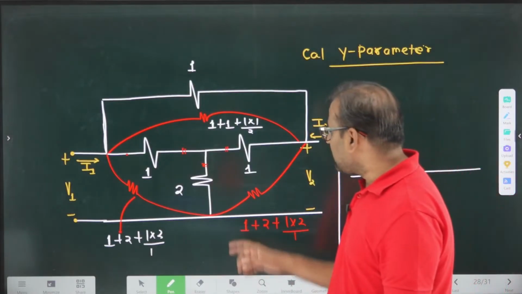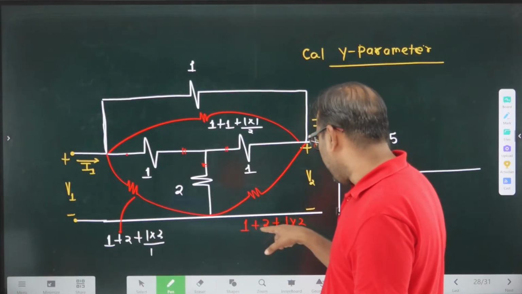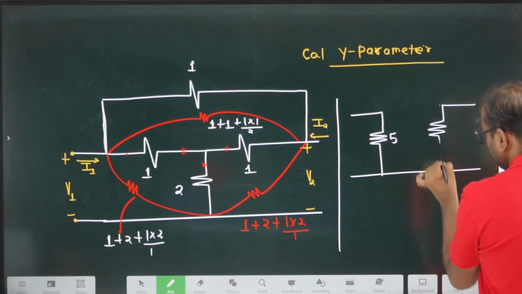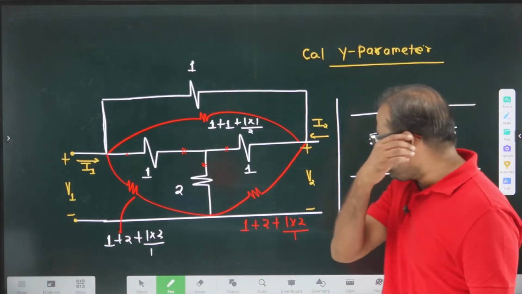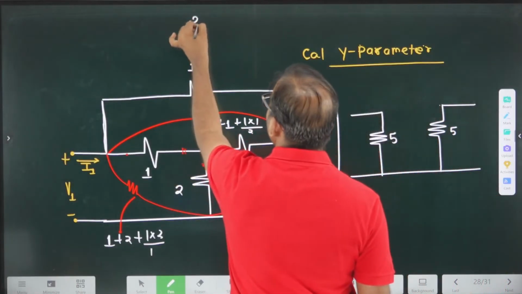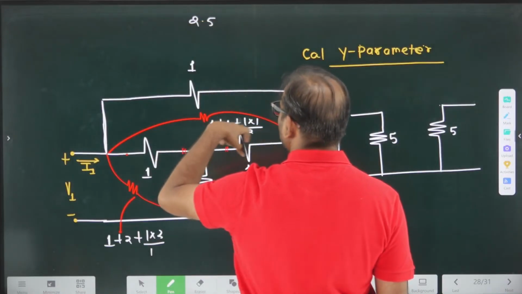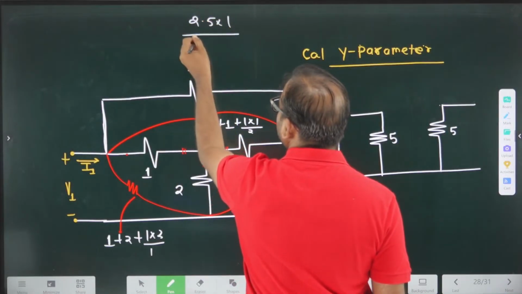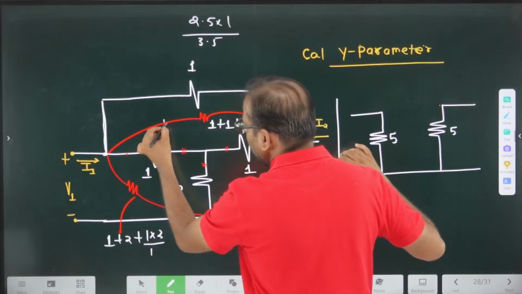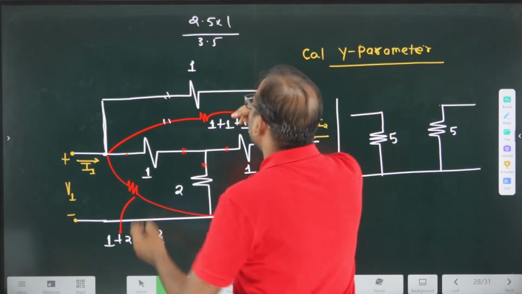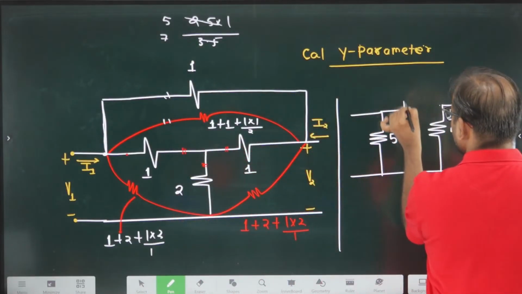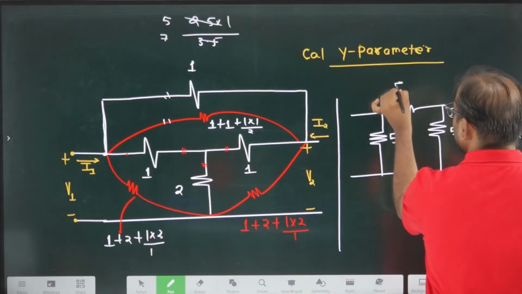What is the value of resistance at this point? 1 plus 2 is 3, 3 plus 2 is 5. This resistance is also 5. And what is the value of resistance here? 1 plus 1 is 2, 2 plus half is 2.5. So you can say 2.5 into 1 divided by 3.5. It means the parallel combination of the starting and ending point of this red one and this white one is the same. So you can say 5 5s are 5, 7s are 7. What is the value of this? This value is 5 by 7.